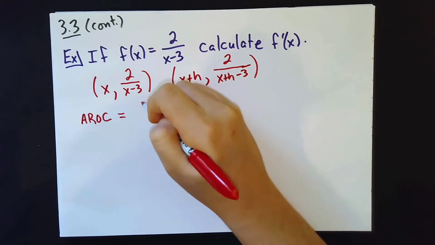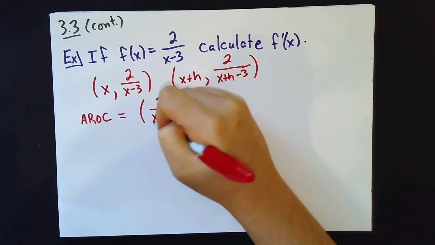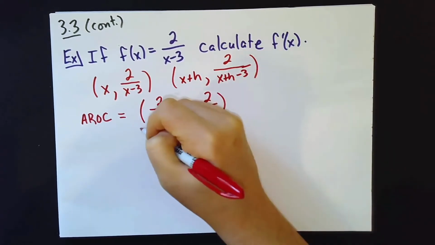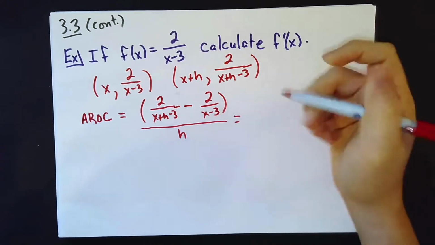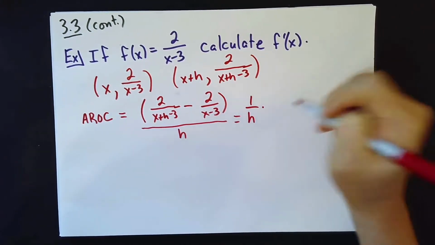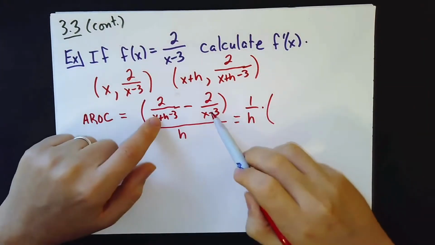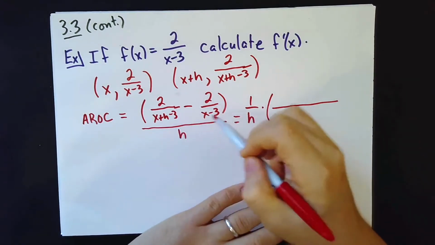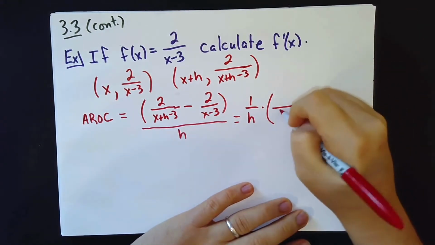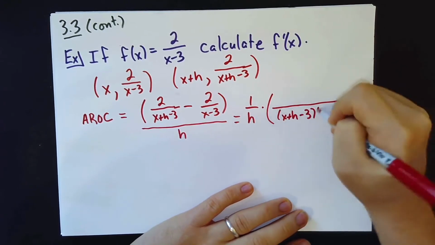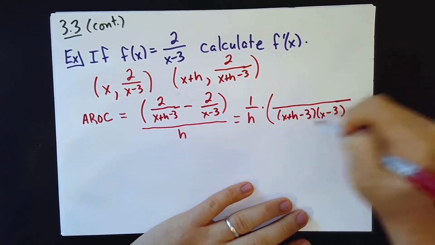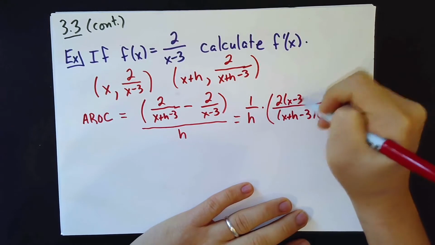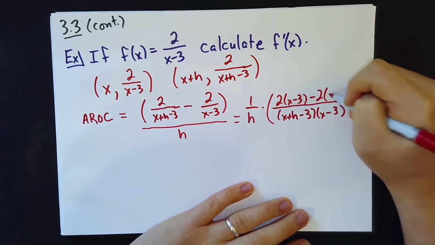So that will be 2 over x plus h minus 3 minus 2 over x minus 3, all divided by h. Okay, I'll go ahead and write that as 1 over h times, and I need to put these things over a common denominator. And note, because these denominators are different, this one has an h, this one doesn't, I'm just going to need to multiply them together. And so my common denominator is going to be this mess. Okay, and so this will be 2 times x minus 3 minus 2 times x plus h minus 3.